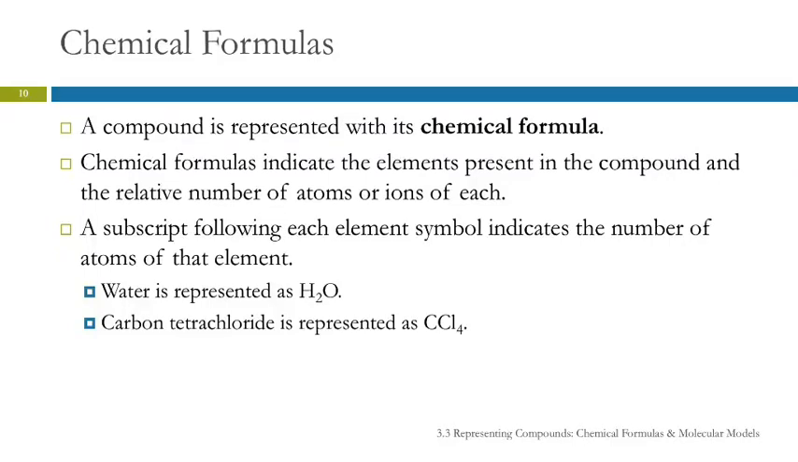Compounds are represented with chemical formulas. Compounds also have names, and we're going to learn a lot about those in this chapter. So a chemical formula is like a shorthand that's telling us what's in the compound. It's going to indicate which elements are in the compound and the relative numbers of those atoms or ions. We use subscripts following the element symbol to indicate how many of that atom are in the compound.